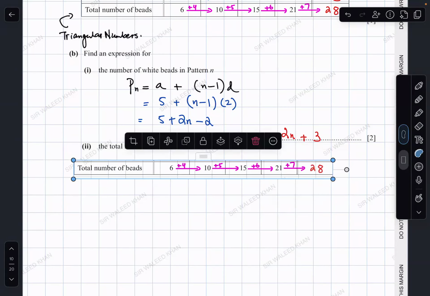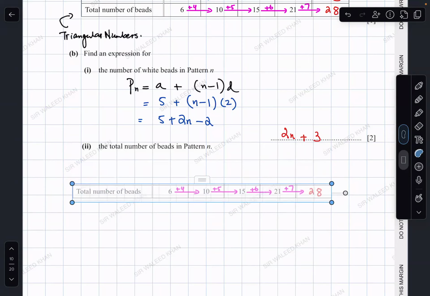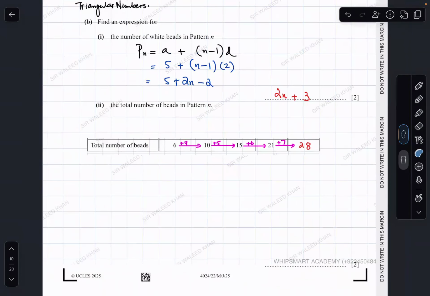Triangular. Triangular. Do you have your notes? Did you do sequences with me? Sir, I'm solving it with the quadratic sequence. Okay, you can solve it. Yes, you can always solve it using that as well.